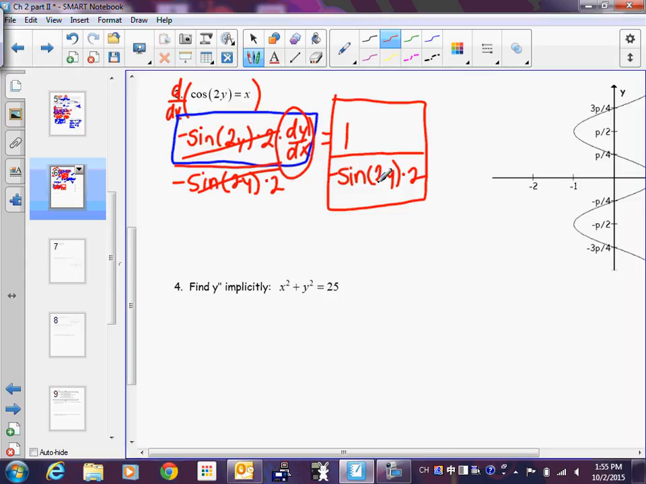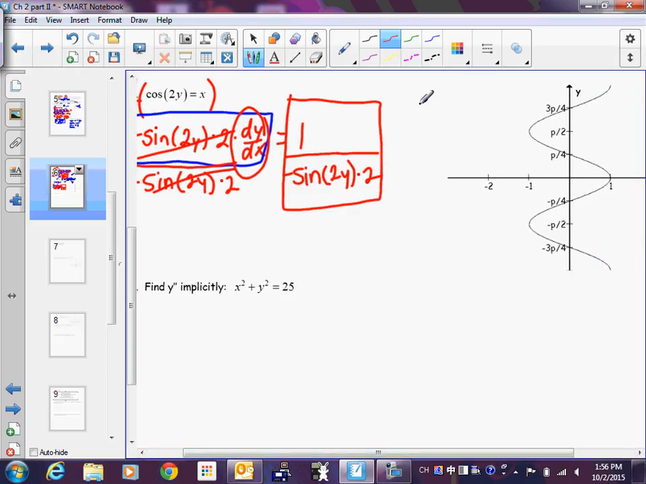Okay, what does this represent on this graph? What does that thing I boxed represent? Yeah, so what does that represent on the graph? The slope. Okay, this is like a slope.